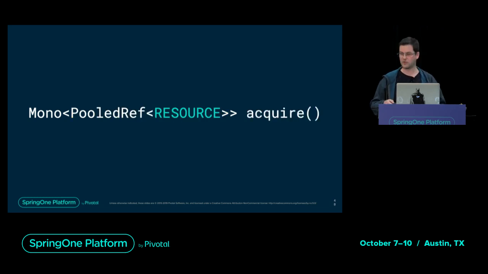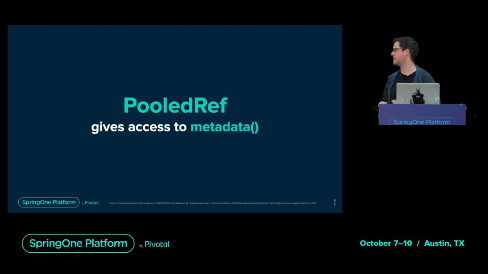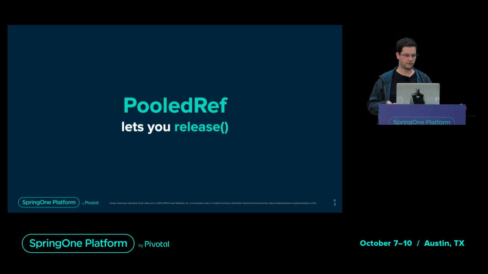What does that mean? So the resource is your actual object, a connection, byte buffer, whatever. And we added an indirection, a layer in the middle, PooledRef, which represents slots in the pool. And as a result, it gives you access to metadata, like how long this object has been live in the pool, how long it has been idle, that sort of thing. And also the PooledRef is the construct that lets you release the resource.